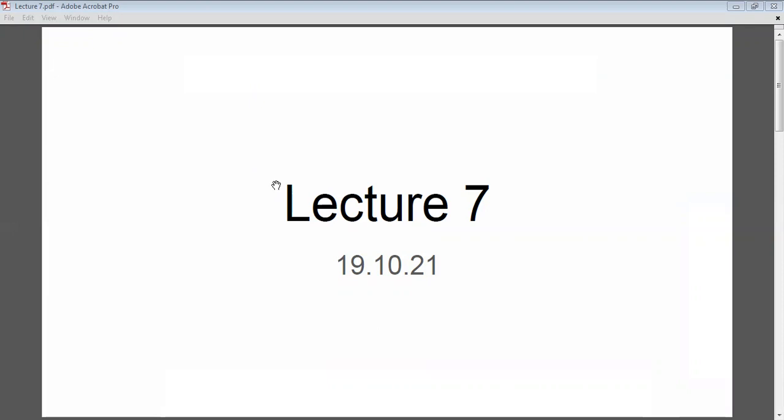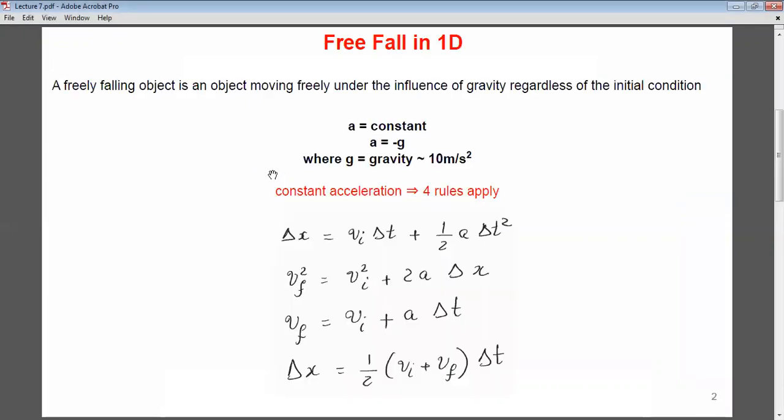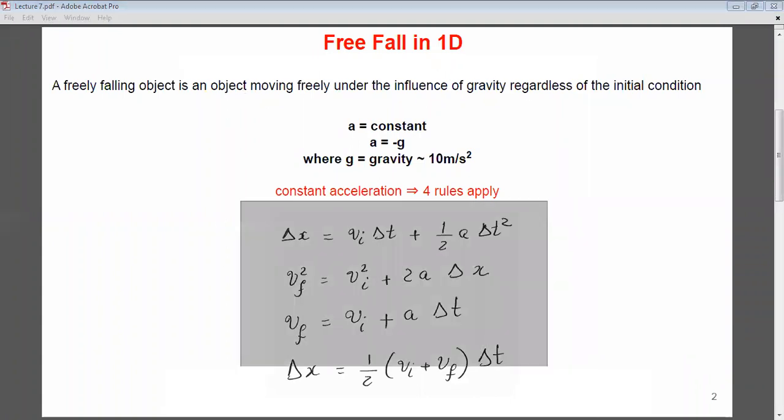Before I start solving problems on free fall, I want to remind you that for a free fall in one dimension, the acceleration is constant and it's equal to minus gravity. So if we take the positive x-axis to be upward, acceleration will always be downward and it will be equal to minus gravity. Because the acceleration is constant, these four rules can apply.